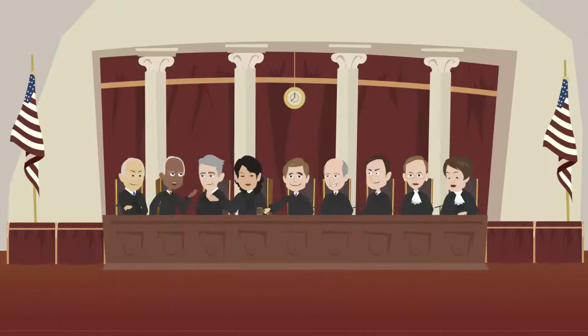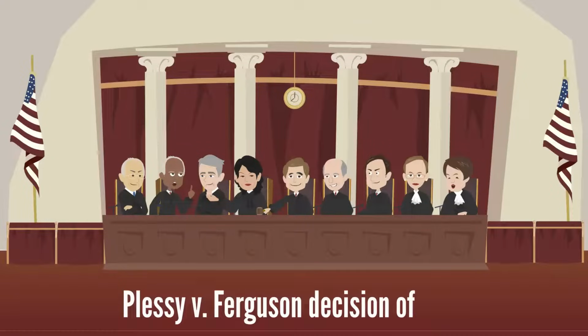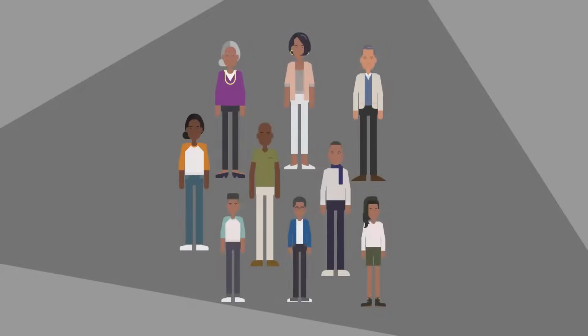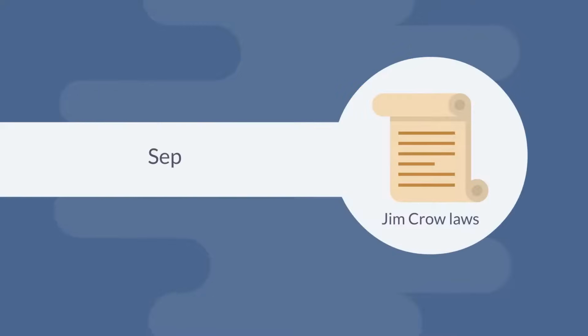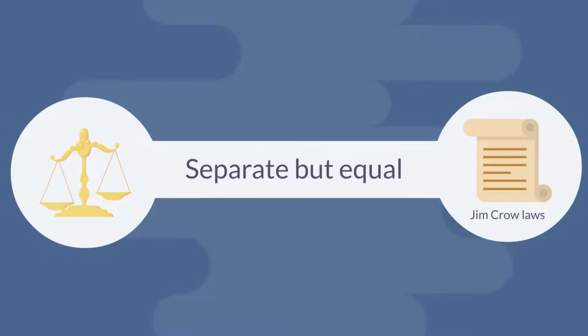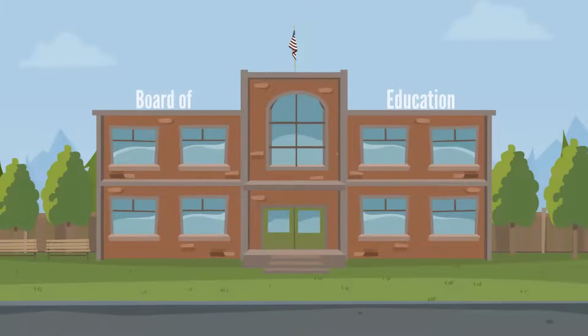One of the most important events in the history of Jim Crow laws was the Plessy v. Ferguson decision of 1896. In this case, the U.S. Supreme Court upheld the constitutionality of racial segregation, as long as the facilities provided for African Americans were separate but equal. This doctrine of separate but equal became the legal justification for Jim Crow laws for decades to come.